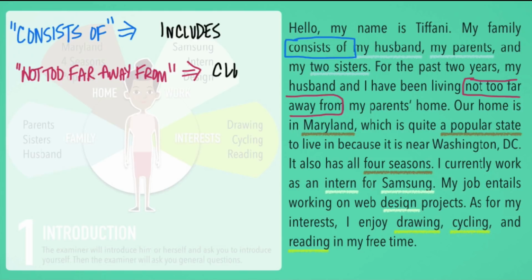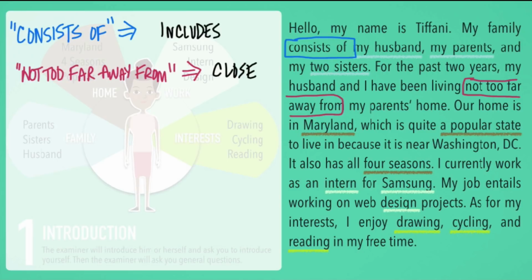Yeah, you actually can just say, my house is close to my parents' house. But remember, for the IELTS speaking introduction part, you want to use the most natural form of English. So instead of just saying, my house is close to my parents' house, you can say, my house is not too far away from my parents' house. You will sound more fluent, and your English will also be more impressive to the person listening to you.